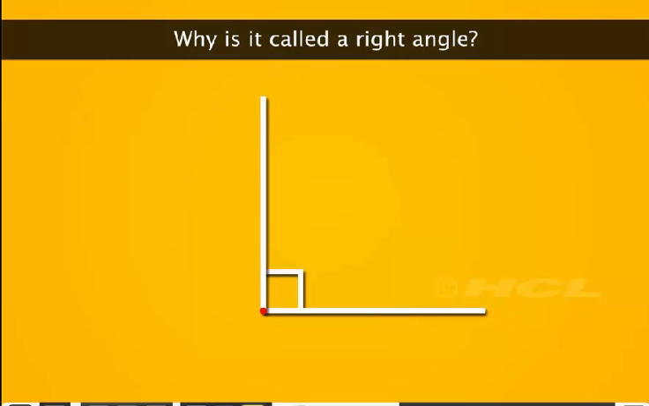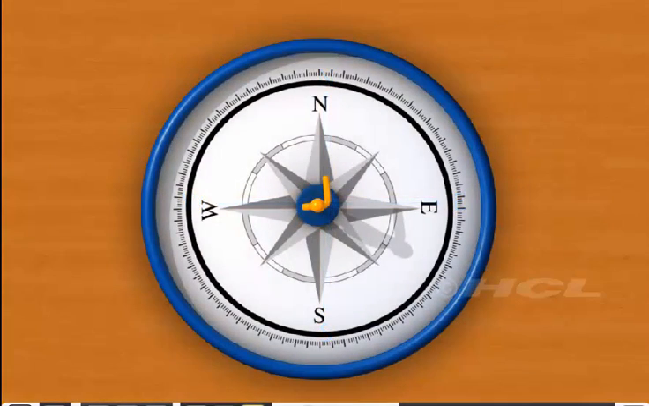Let's begin with one of the most common angles that we see, the right angle. Why is it called a right angle? Try this activity and you'll see why. You are already familiar with directions: east, west, north and south. Here is a big compass.